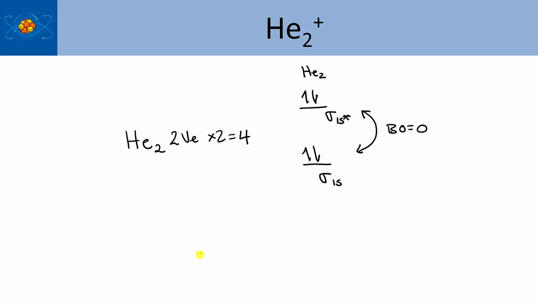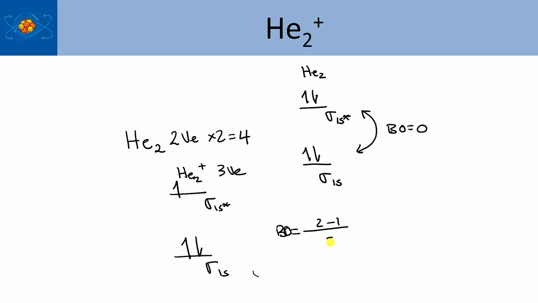On the other hand, if I do He2 plus, right, He2 plus will have 3 electrons. And so I can go 1, 2, 3, like this. And again, this is a sigma 1s, sigma 1s star. I get a bond order of 2 minus 1 over 2, or 1/2. So it turns out He2 plus is a stable diatomic ion that you can form in the gas phase.